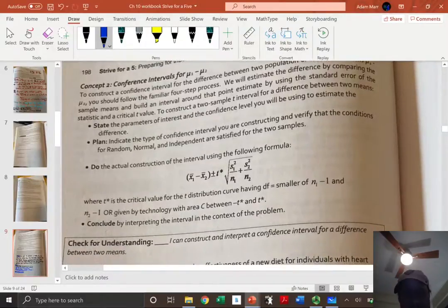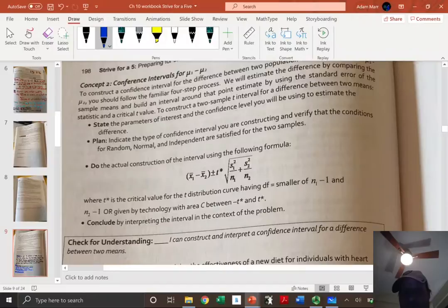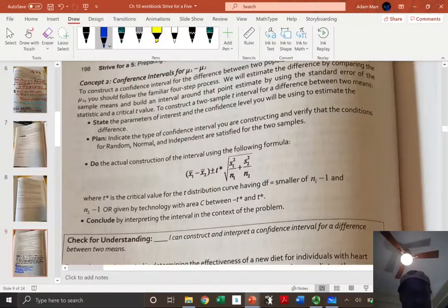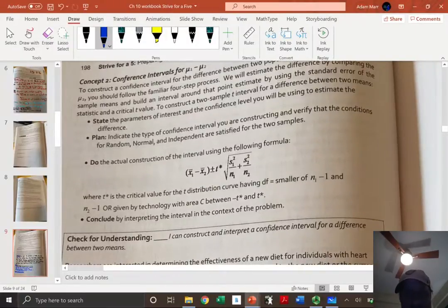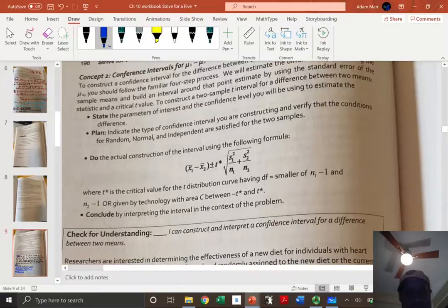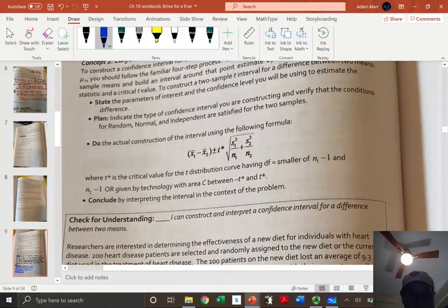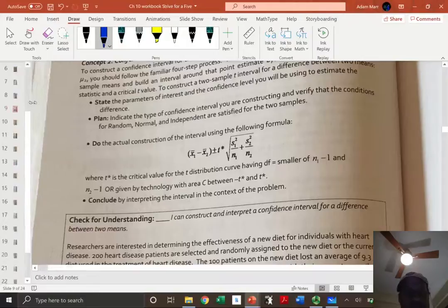Plan, indicate the type of confidence interval you are constructing, and verify the conditions for the random, normal, and independent are satisfied for the two samples. Do, the actual construction of the interval using the following formula. We can also use the TI-84 as well. But right here, this is good.